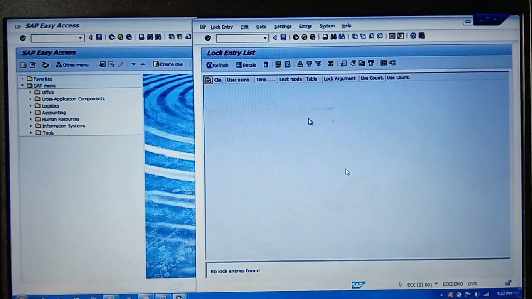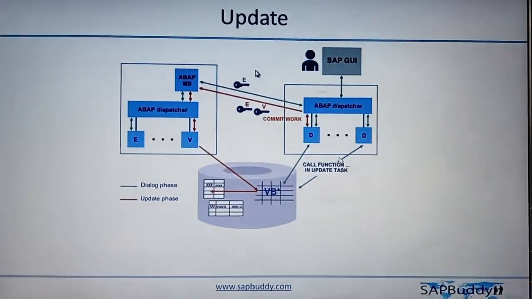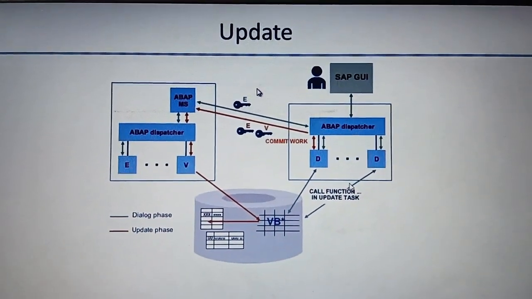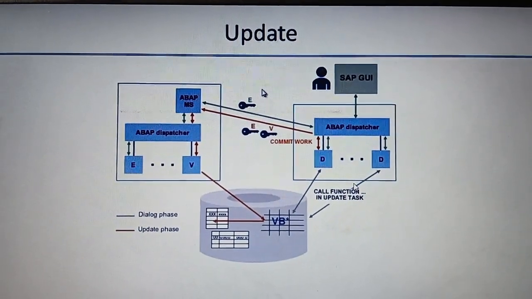So now we have seen how the lock entry works in your SAP system. Next, let us look into the update process, how the update happens in the SAP system. Whenever you are executing any transaction, inserting any record, or changing an existing record, the update process happens.